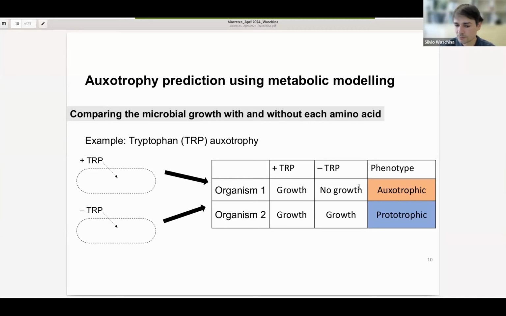And usually with the amino acids, of course, they can grow, but if we take it away, some of these organisms might show no growth in the computer predictions, whereas others can grow. And the ones that can grow without tryptophan, they are then coined prototrophic organisms for tryptophan, and the ones that cannot grow without tryptophan are termed auxotrophic.